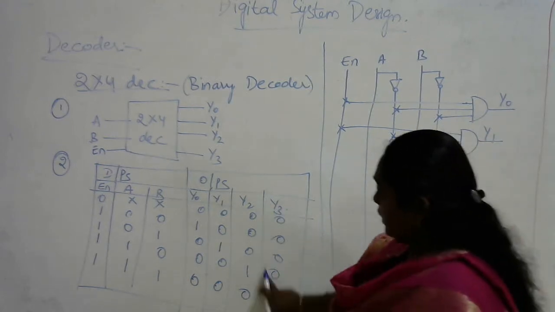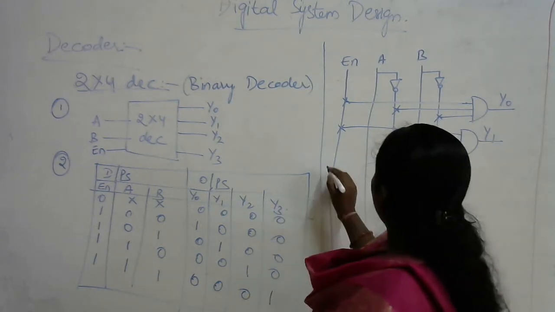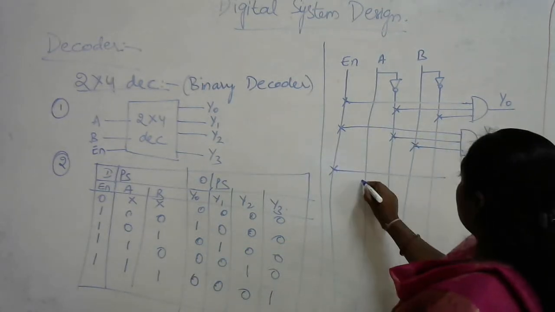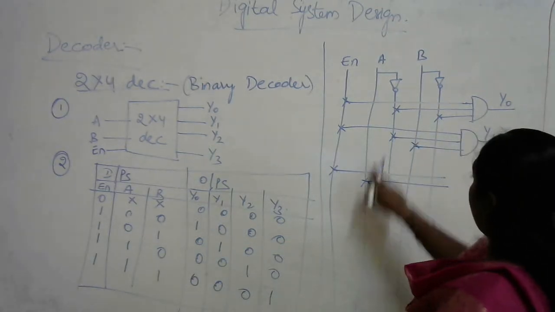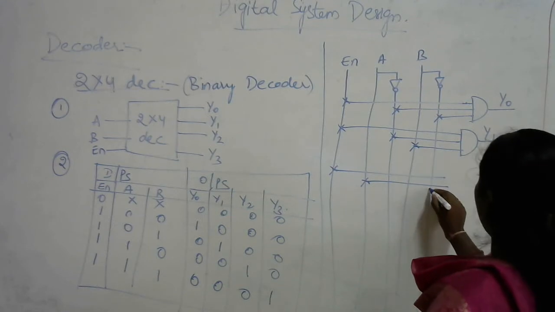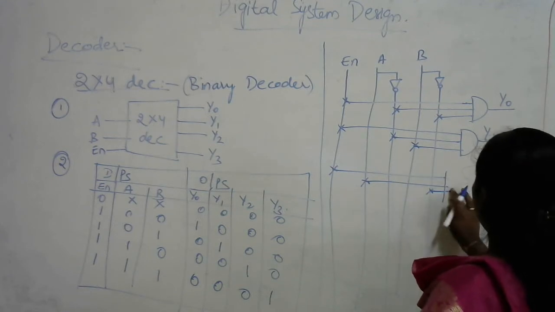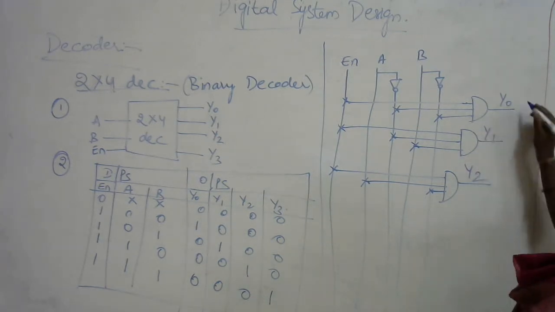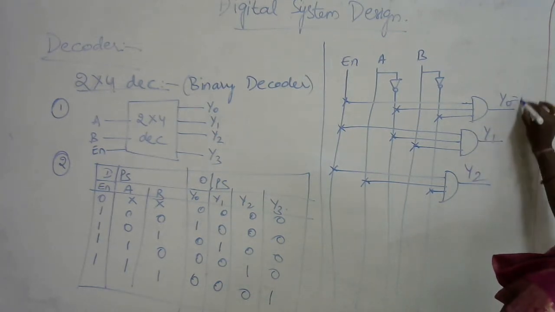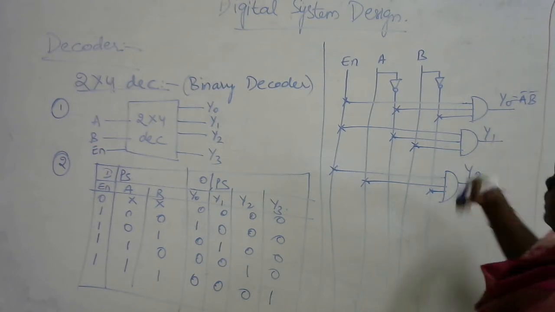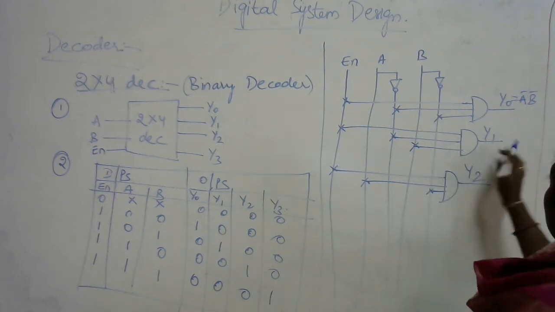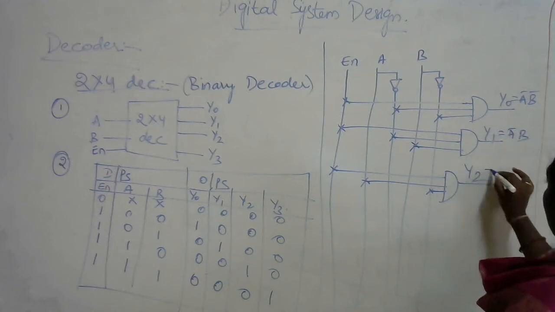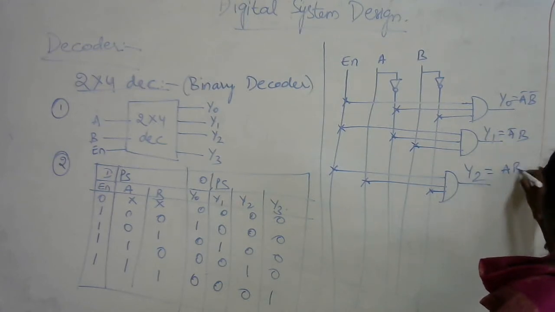Similarly, for y2, under y2, the enable is 1. A is 1, so keep a cross mark for A, and B is 0. As B is 0, we need to draw from B bar. So here B bar. This is y2. Or in other words, I can write y0 is equivalent to A bar B bar, by default with the enable pin. y1 is equivalent to A bar B. y2 is equivalent to A B bar.